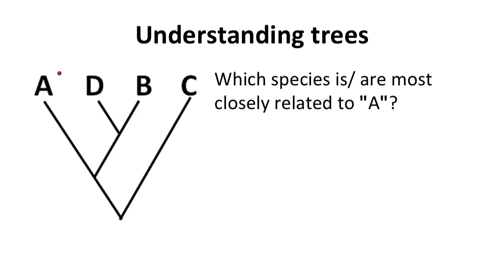So this was a little bit tricky. Now, here's A, and I'm asking which species is most closely related to A. So let's go to the common ancestor. There's the common ancestor of A. There's a node between the branch leading to A and the next branch out.